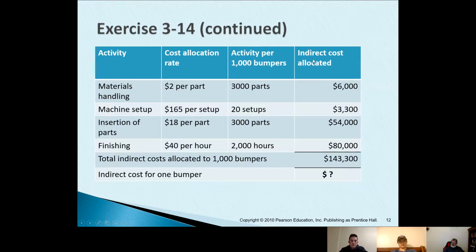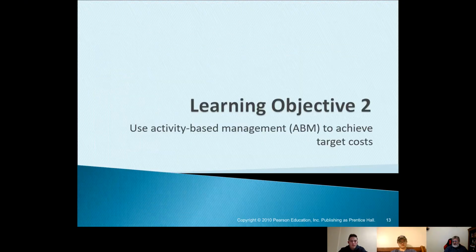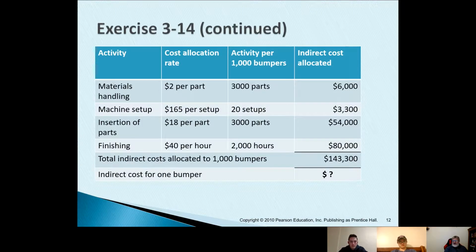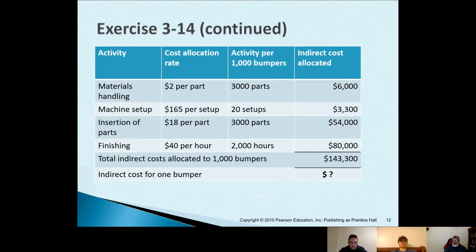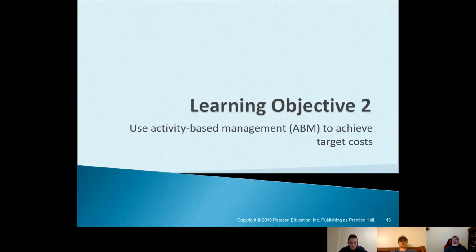So if we add the indirect cost down, this is what it cost us: 143,300 divided by the 1,000 bumpers that we made. We get $143.30 per bumper. Make sense? Kind of, sort of, maybe? Okay. This is probably the heart of this week's lesson, and the part that ends up being the most confusing. Because now all we're going to do is take that and begin to apply it.